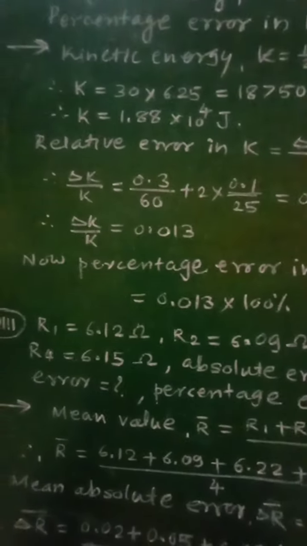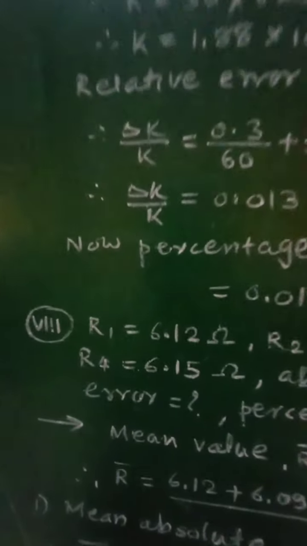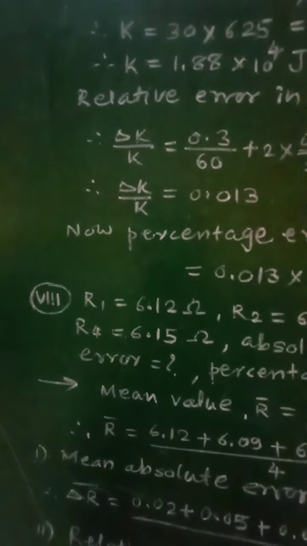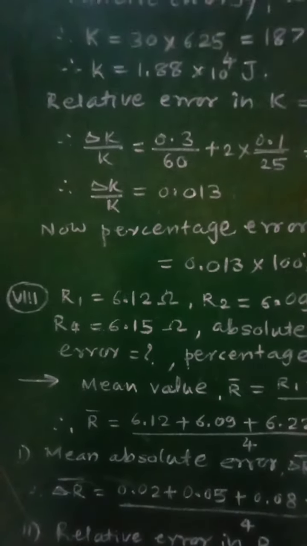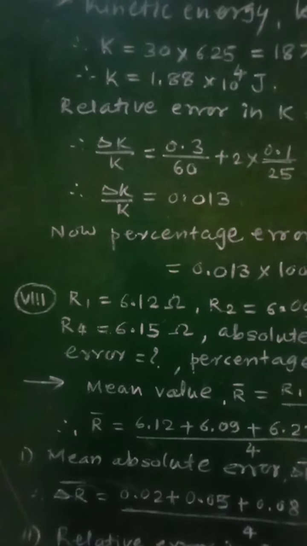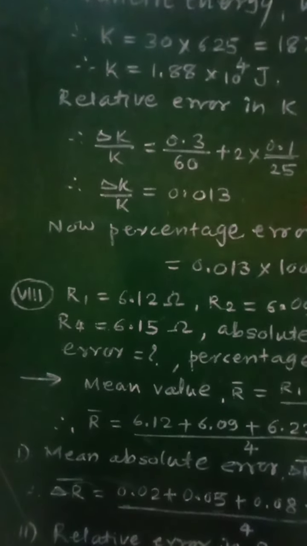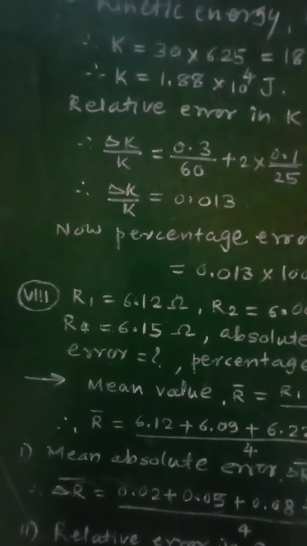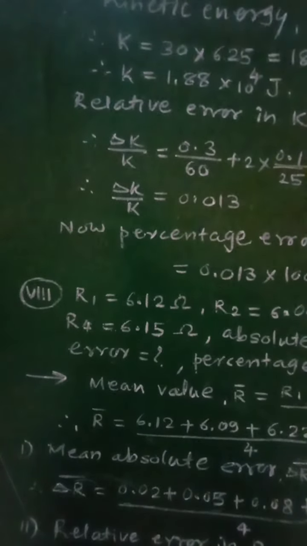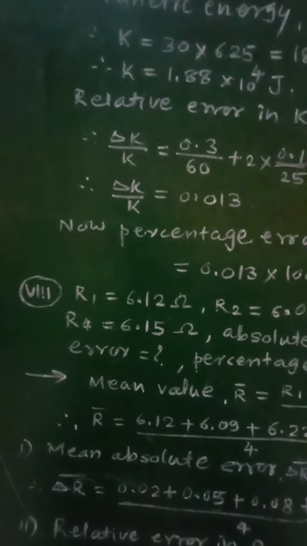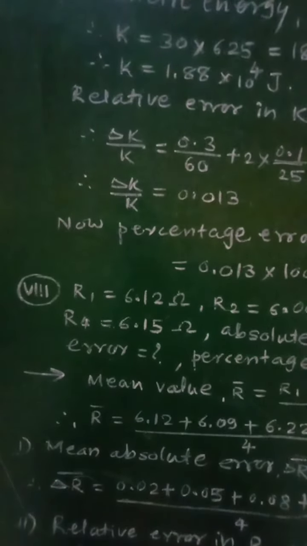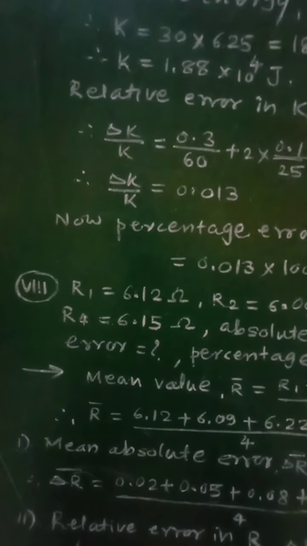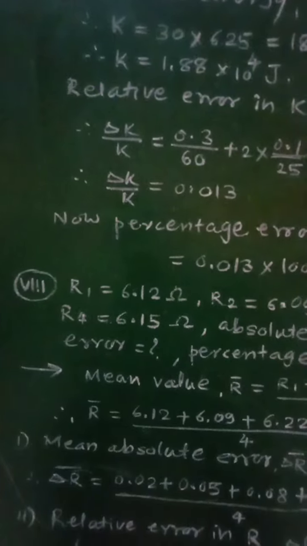And now let us go for the next numerical, that is numerical number 8, which is given as: in Ohm's experiment, the values of the unknown resistances were found to be 6.12 ohm, 6.09 ohm, 6.22 ohm, 6.15 ohm. Calculate the absolute error, relative error and percentage error in these measurements.